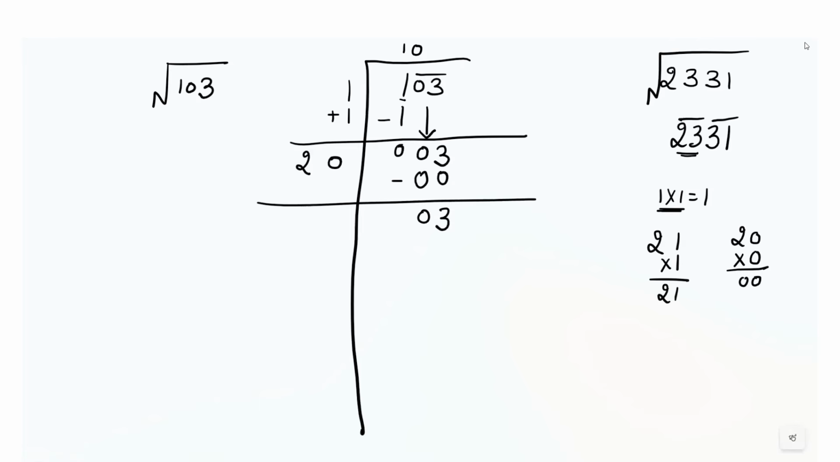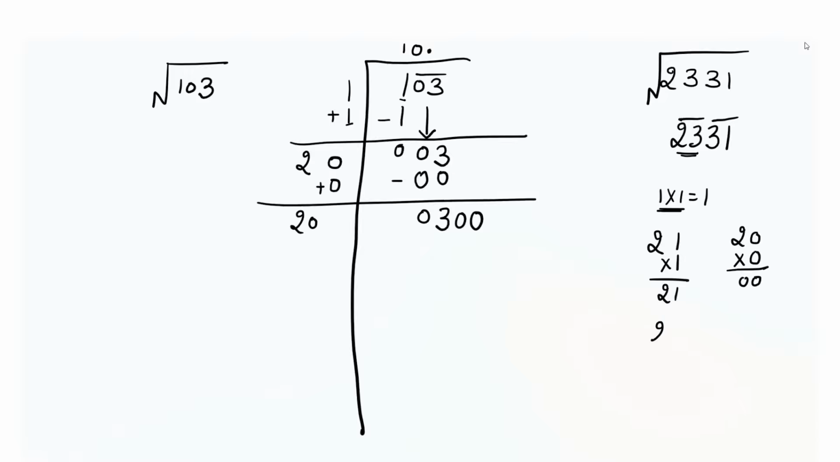Now we don't have any number after this, so we have to put a point. Once you put a point, then you can add the pair of zeros. So now the number is 300. Now after this, we have to add 0 to it. Because here we added 1 to it because we multiplied 1 with 1. Here we are multiplying 20 with 0. So that's why we have to add 0 to 20. Now we will get 20 here.